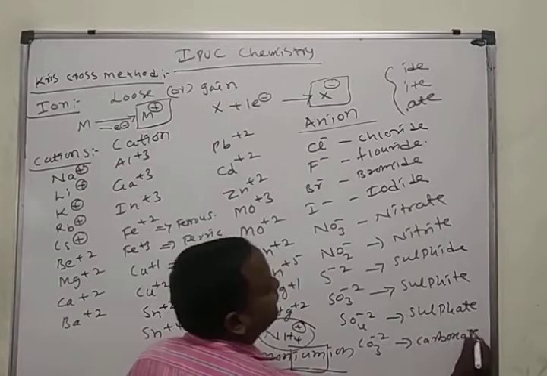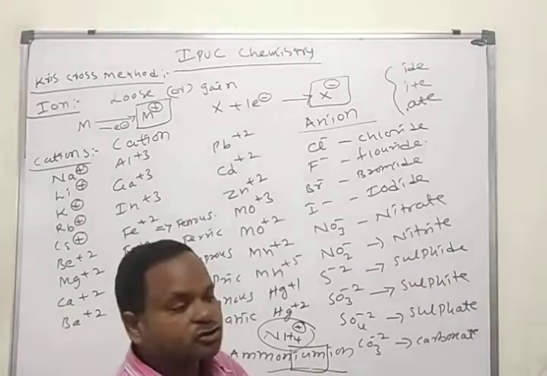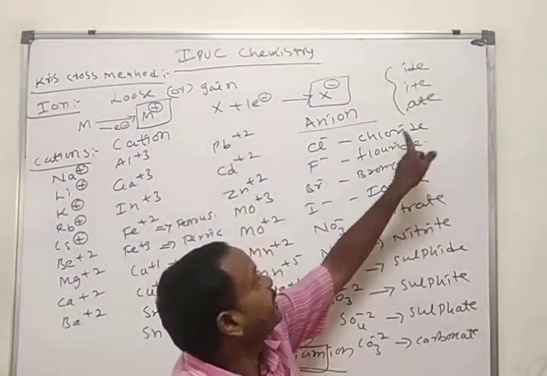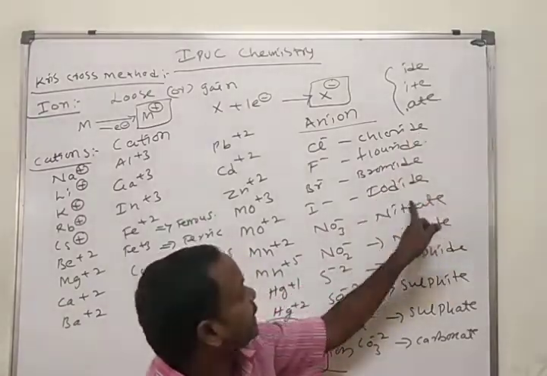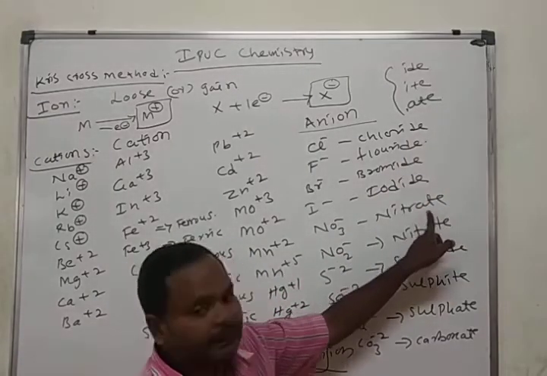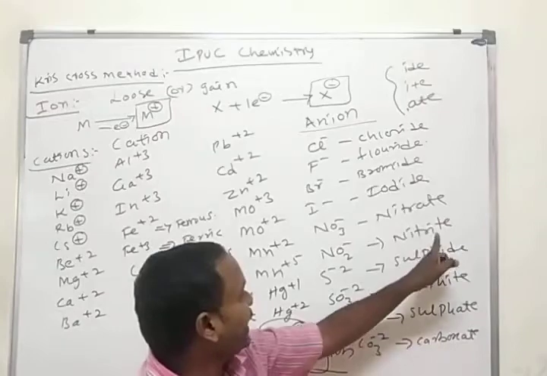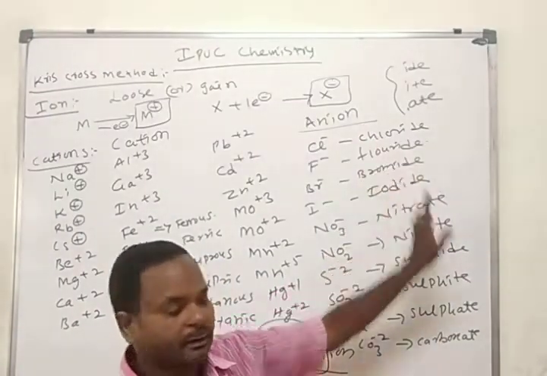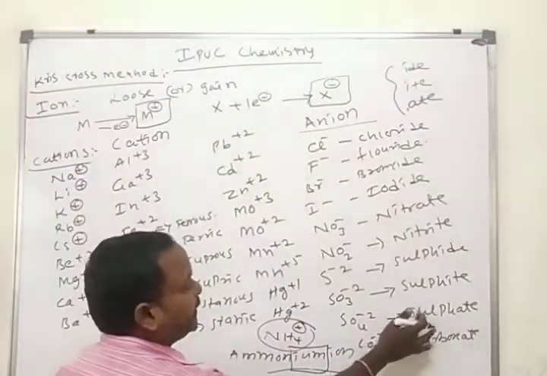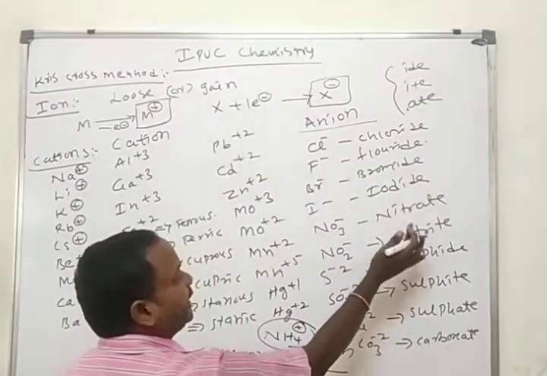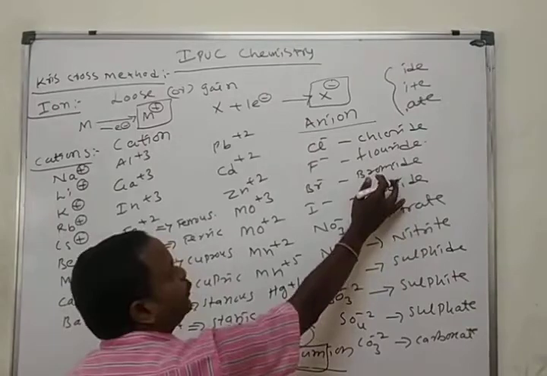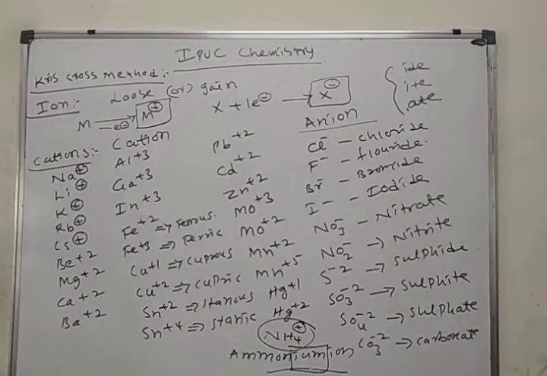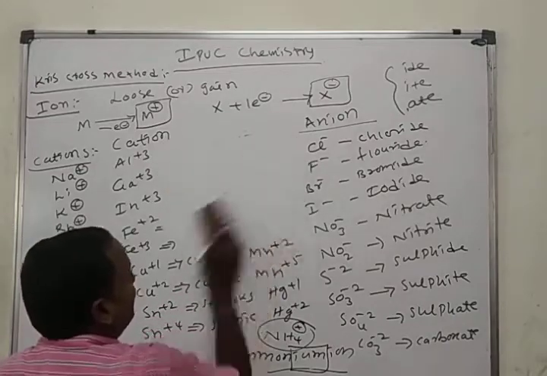See, all negatively charged ions end with ide, ite or ate. Chloride ends with ide, nitrate with ate. All of these end with those three terms only: carbonate, sulfate, sulfide, sulfite, nitrite, nitrate, iodide, bromide, fluoride, chloride. In continuation, I will give some more examples for the anions.